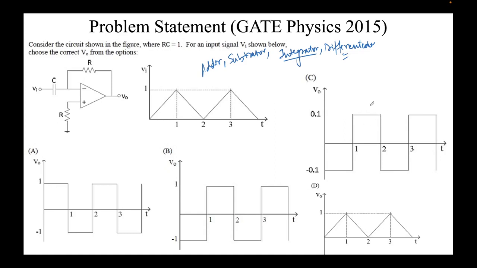Okay, let's move forward with this. The circuit is shown, RC equal to 1. Input is given. This is the input. We need to find the output. Again, step 1. Is it ideal? Does the question say something? No. Assume it to be ideal. Second, is there a feedback? Yes, there is a feedback. Negative feedback, because the output is connected to the negative terminal. This is all that we need to know.